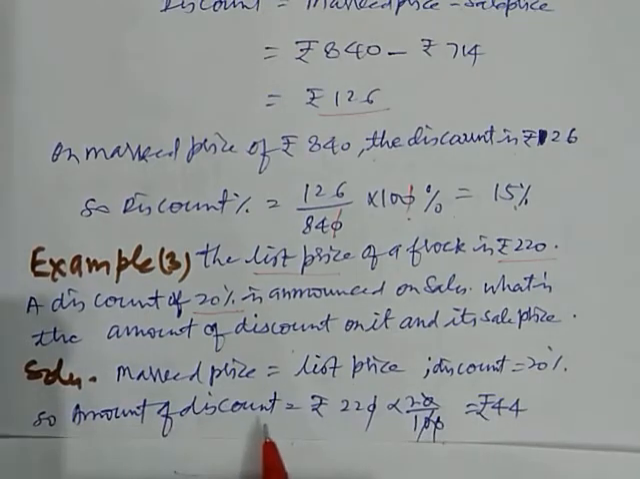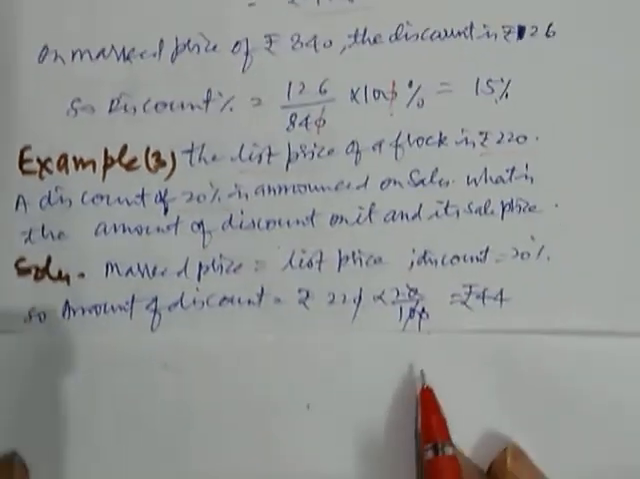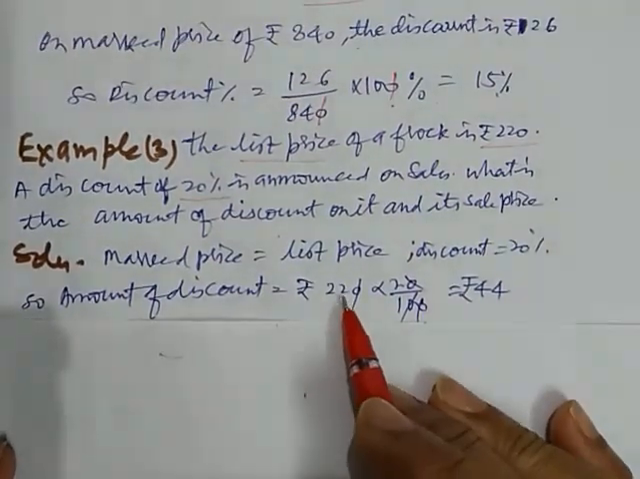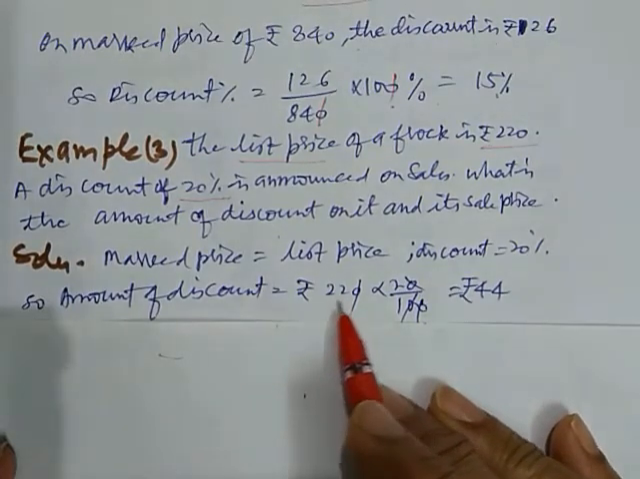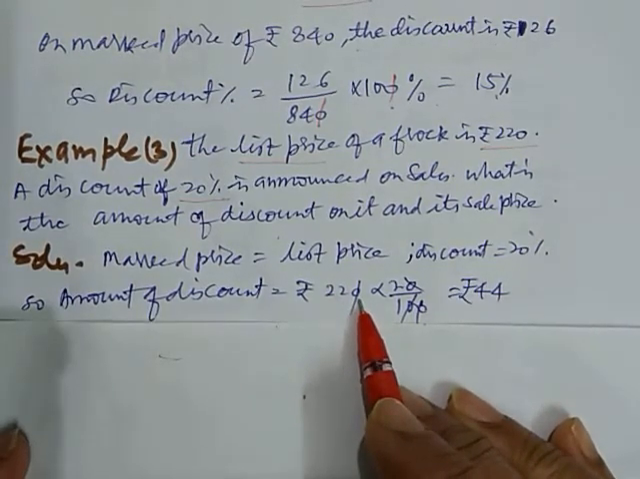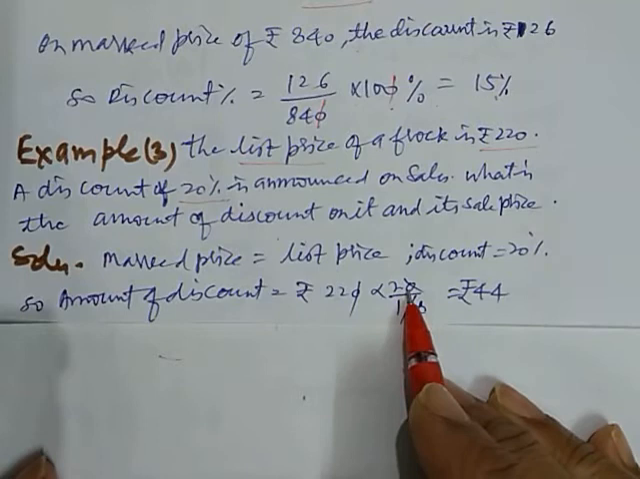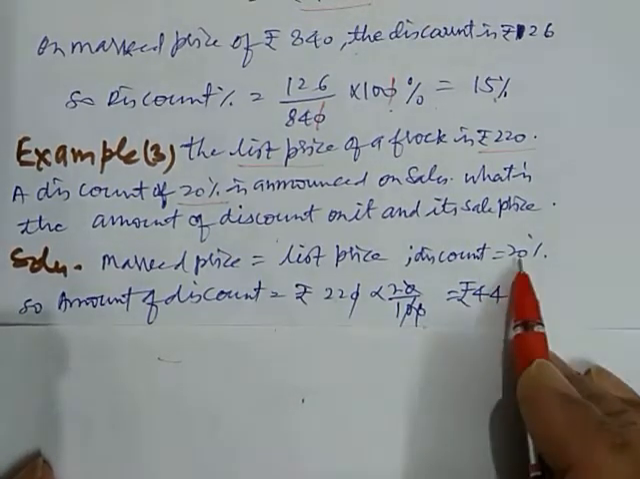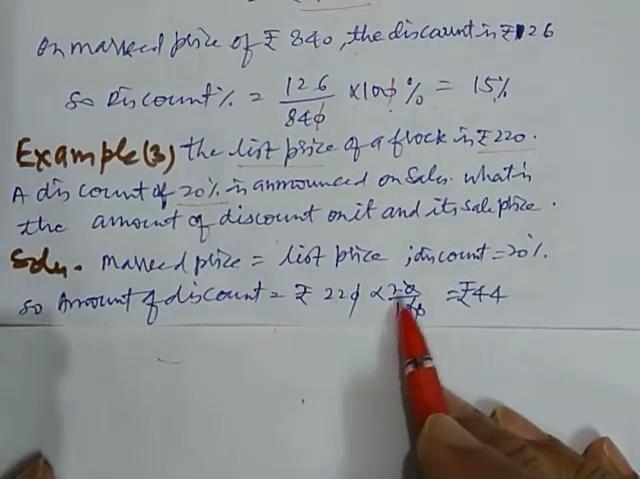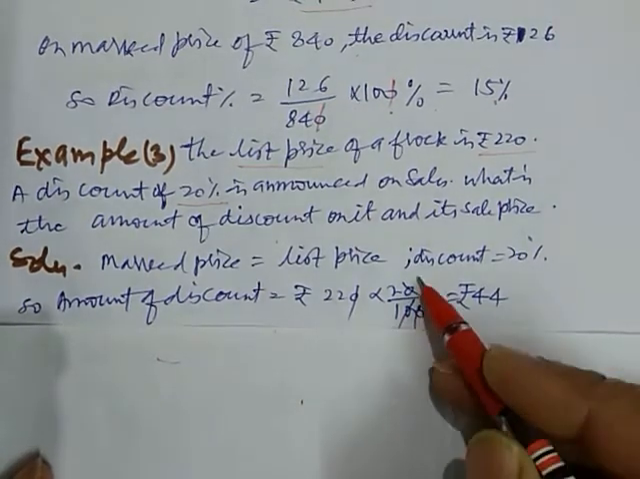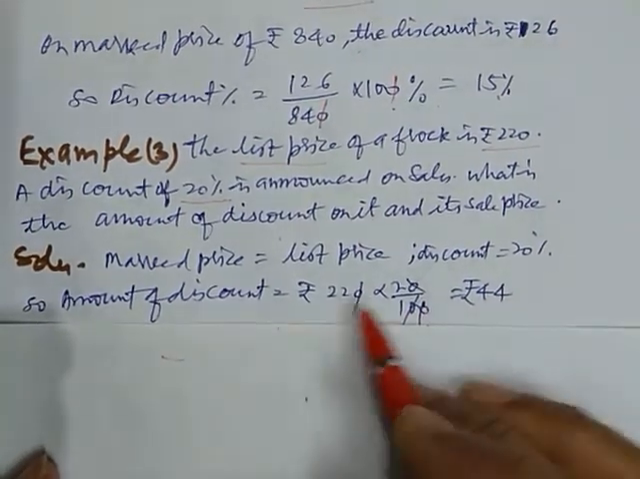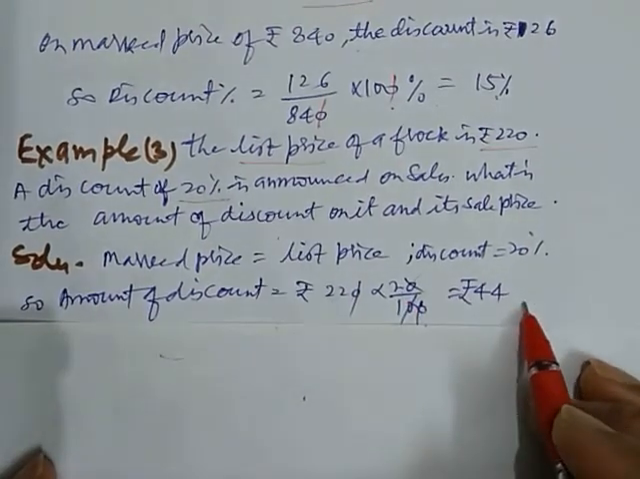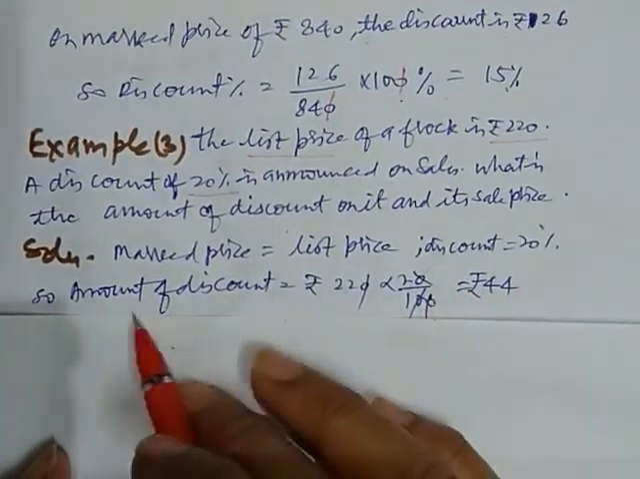So the amount of discount is: this is the marked price, that is list price, and this is the percentage. So convert this into a number. So 20 by 100. We convert the percentage into a number. So 20 by 100, this 0 cancels with this 0, 22 into 2, rupees 44. Rupees 44 is the amount of discount.